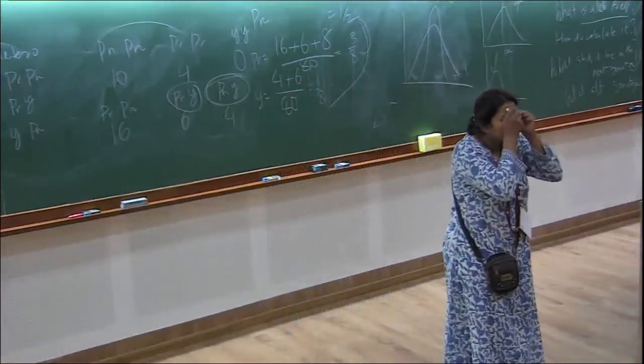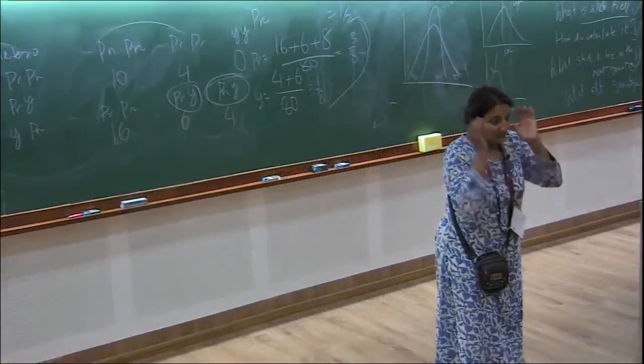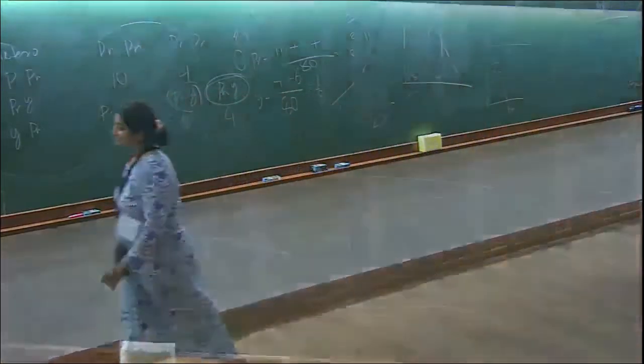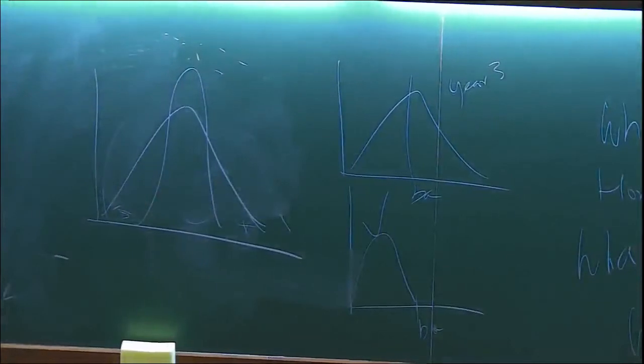What is the ultimate source of variation? Mutation, right? Mutation is the ultimate source of variation. And what does mutation do? Does it increase genetic variation or decrease genetic variation?